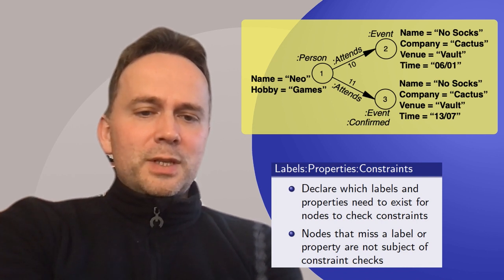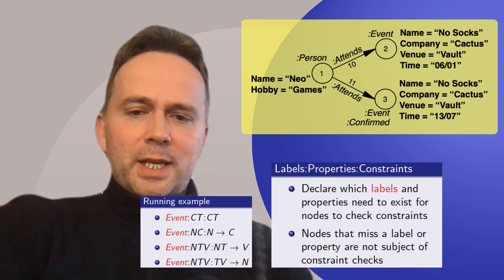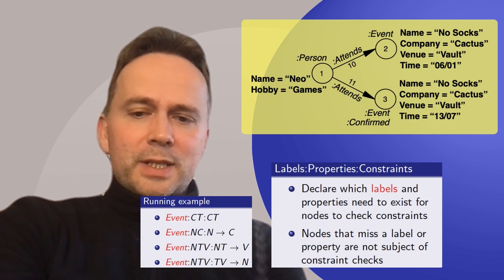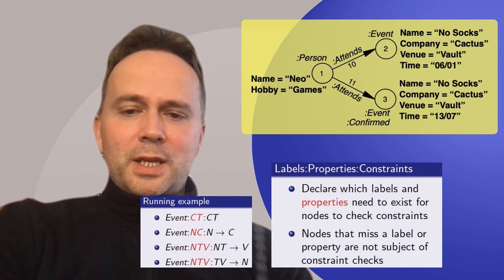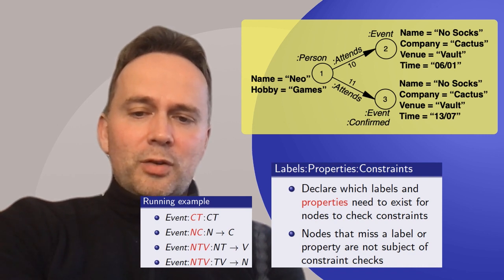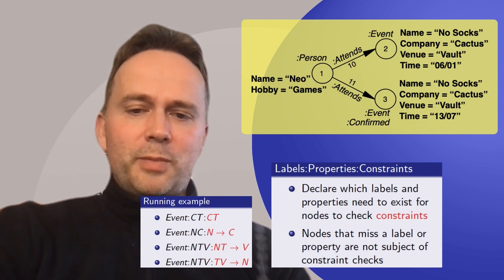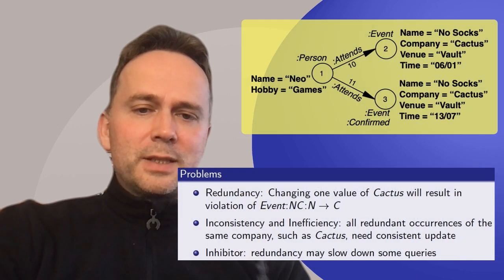So if a node does miss a label or does miss a property, then it is not part of all the nodes which need to be checked for the constraint to hold. As an example, we can see how the event nodes are part of the constraints. We can see how the properties are defined that need to be part of the constraint and that need to exist on the nodes that we actually consider for the constraints to hold. And then we have typically our uniqueness constraints and our functional dependencies as from the classical case.